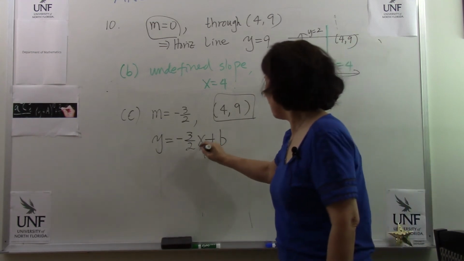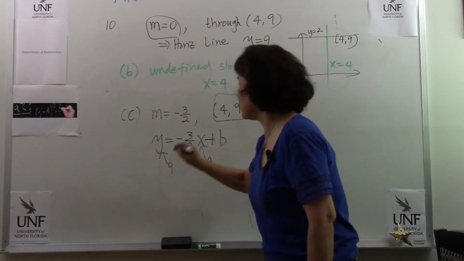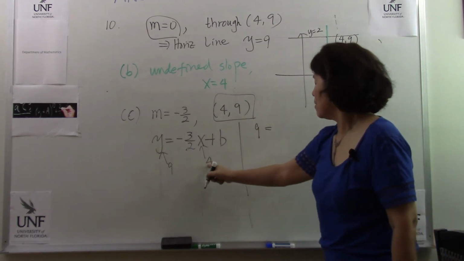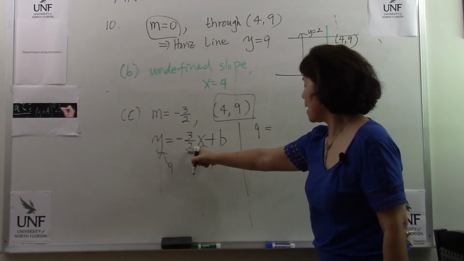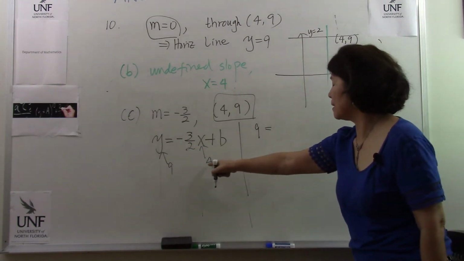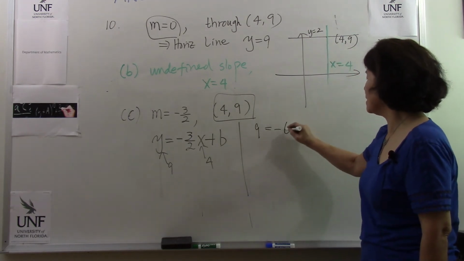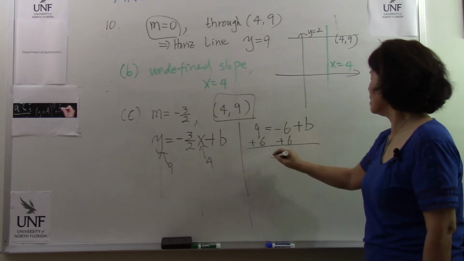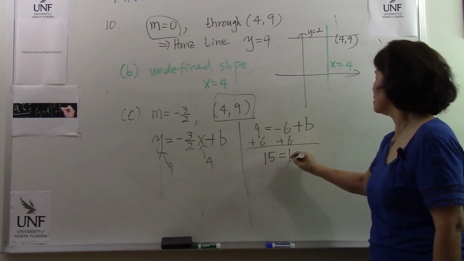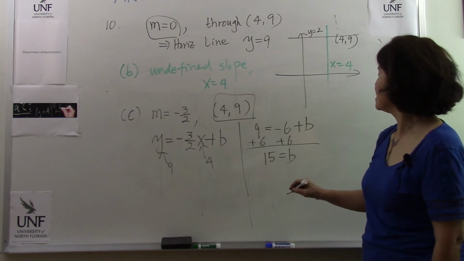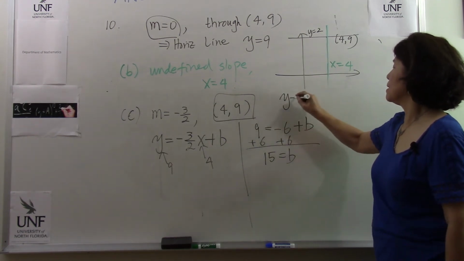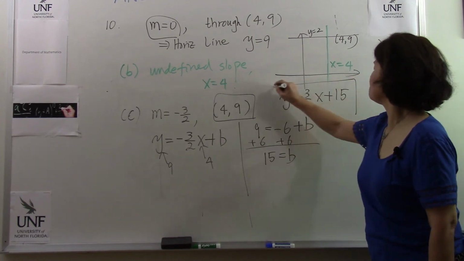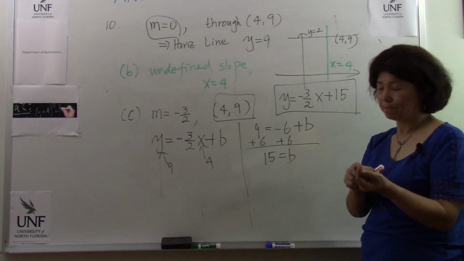So that gives you 4 goes in here and 9 goes in here. So that gives you 9 equals, plug in x equals 4, 4 and 2 will be cancelled and reduced to 2, so -6 plus b. So add 6 to both sides, make it 15 equals b. So our final answer is y equals -3/2 x plus 15. Okay?